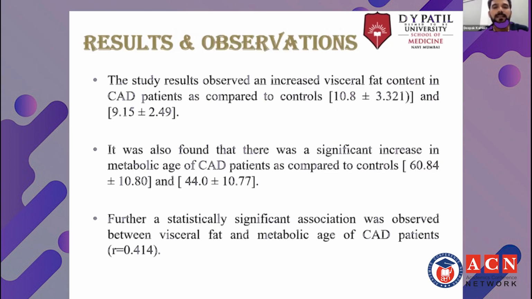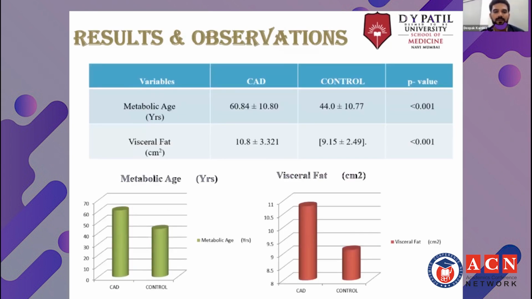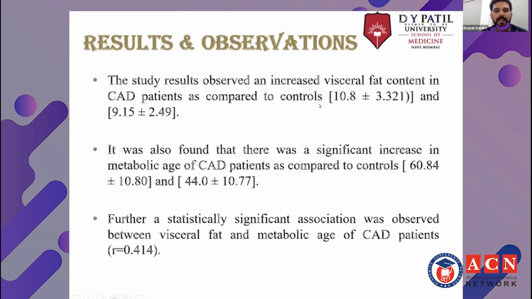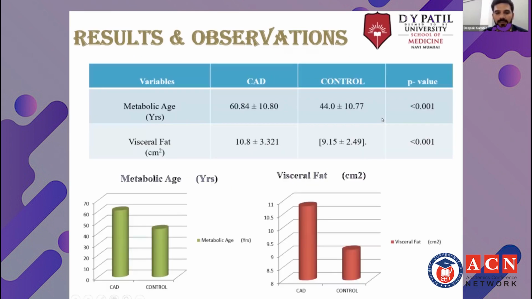This is the result. The study observed an increase in visceral fat in CAD patients as compared to controls. You can see here the variables, metabolic age and visceral fat. Comparing with the controls, the metabolic age of the CAD patients is high. The same thing happened with visceral fat. The control healthy patients had 9.15, and compared with CAD, it is slightly higher.